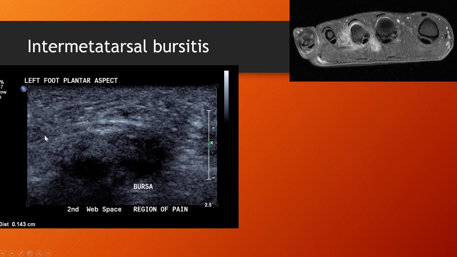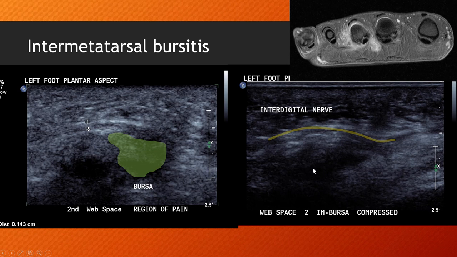Here's a case where we performed a longitudinal ultrasound with no compression in the region of pain, which is the second web space. You can see the MRI showing a high signal in the second web space and that little teardrop sign. But with compression, this bursa reduced in size and we could see a completely normal diameter nerve.